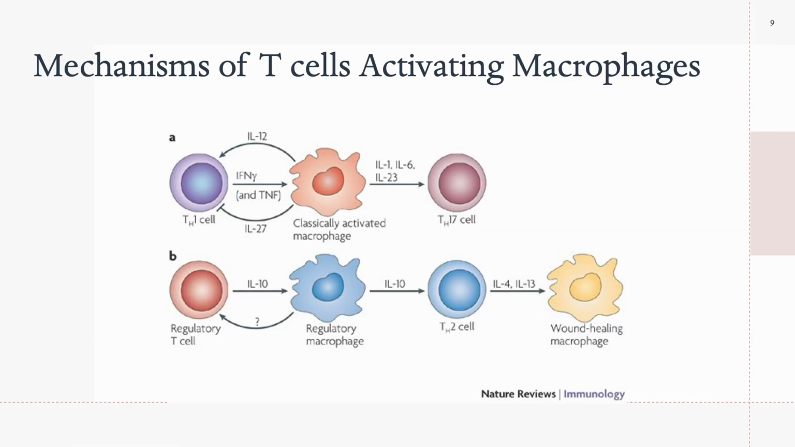Mechanisms of T cell activating macrophages. Macrophages are important innate immune cells and require signals from T cells in order to become fully activated. There are 2 ways that T cells activate macrophages. In this image, we can see the classical pathway, which is on top, in which macrophages are activated by the release of interferon gamma that is produced by T helper cell 1, which increases the microbicidal activity of the macrophage by activating the production of reactive oxygen species, nitric oxide, and lysosomal enzymes.